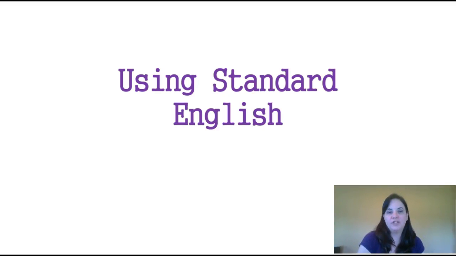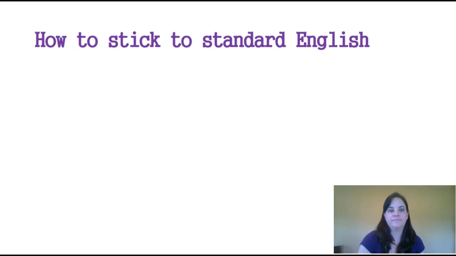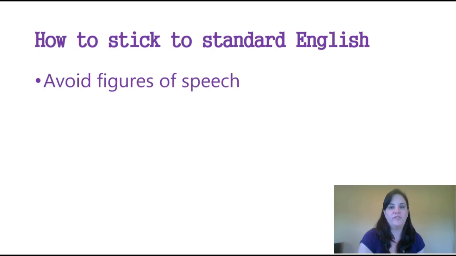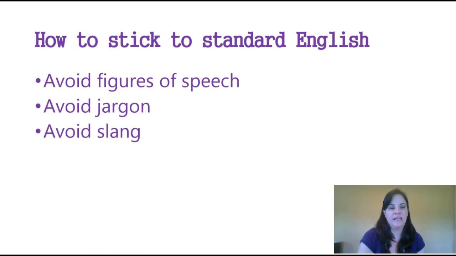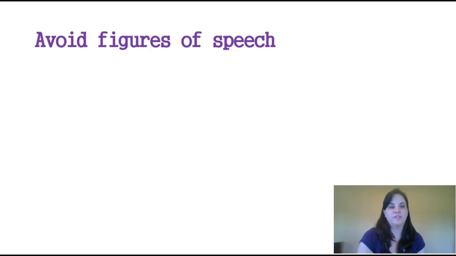When writing professional documents, it's important to use standard English to make sure that your reader can understand your writing. So how can you make sure that what you're writing is considered standard English? There are 4 things you should do when you're writing. Avoid figures of speech, avoid jargon, avoid slang, and avoid lengthy words. Let's start with figures of speech.